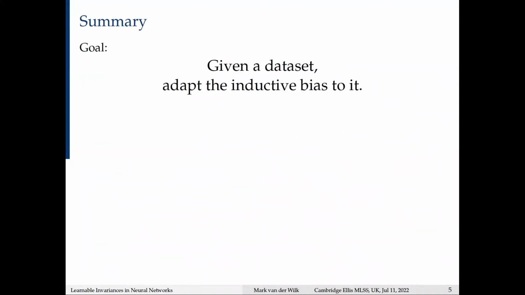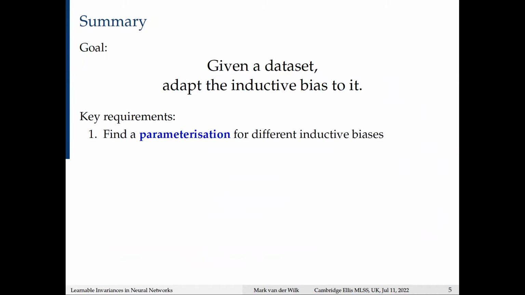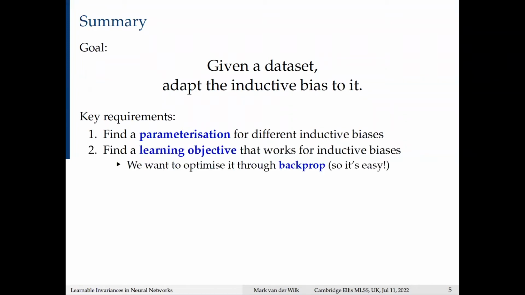So I just want to give a bit of a summary of the overall approach that we're going to look at today. Our goal is, for a given data set, to find or adapt the inductive bias to work well on that data set. In order to achieve that goal, we're going to find a method that has two requirements. Firstly, we need to find a parameterization of different inductive biases, right? Every machine learning method needs to parameterize its class of solutions, so we need to do that for inductive biases.